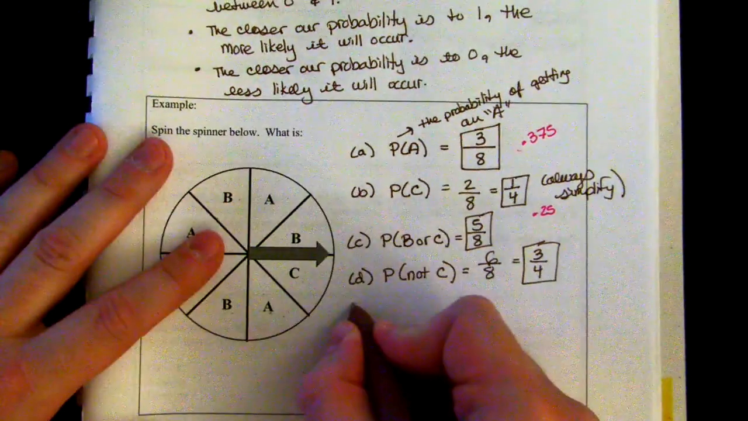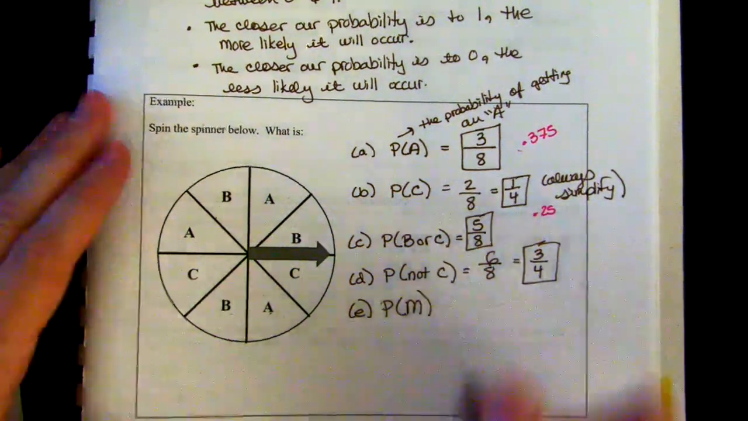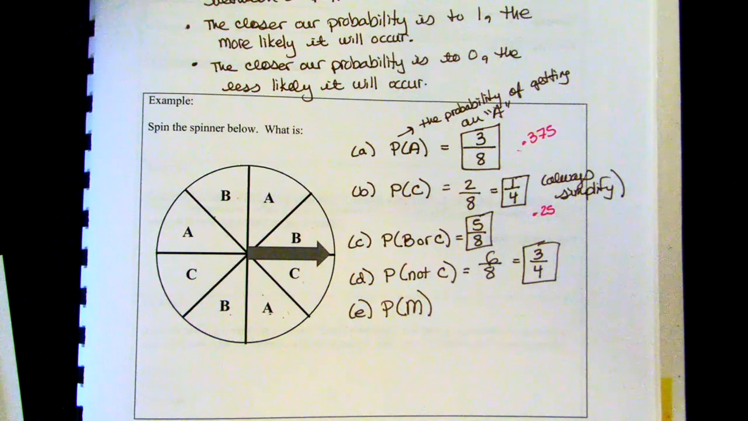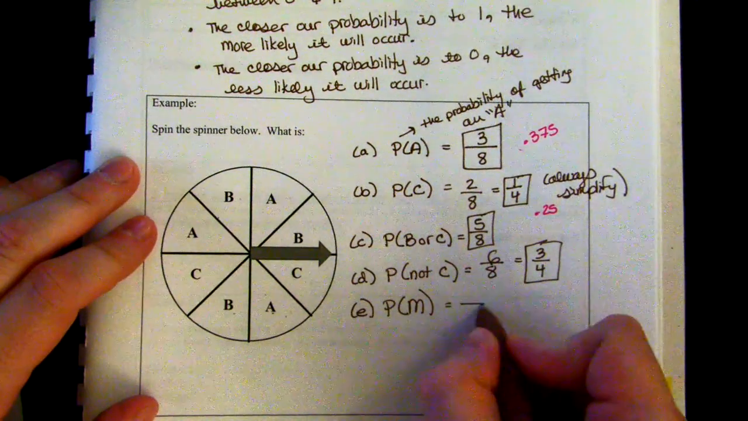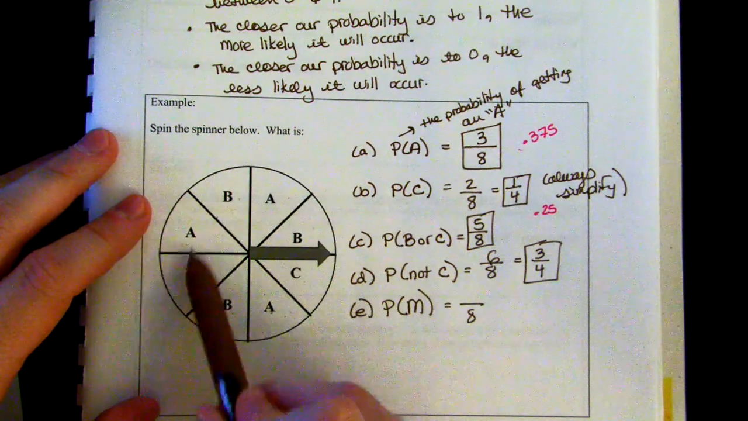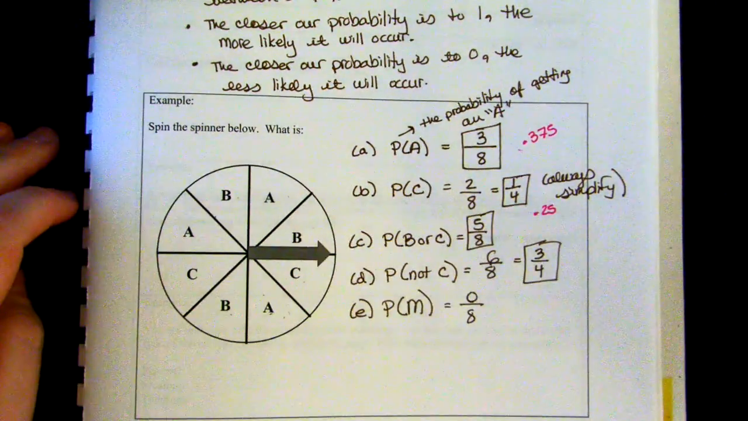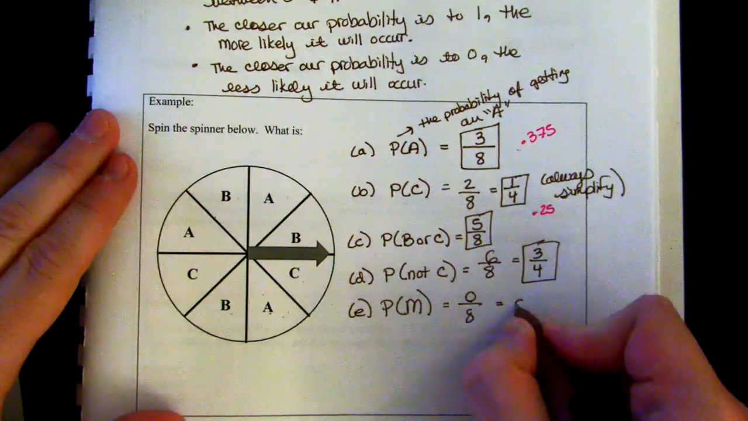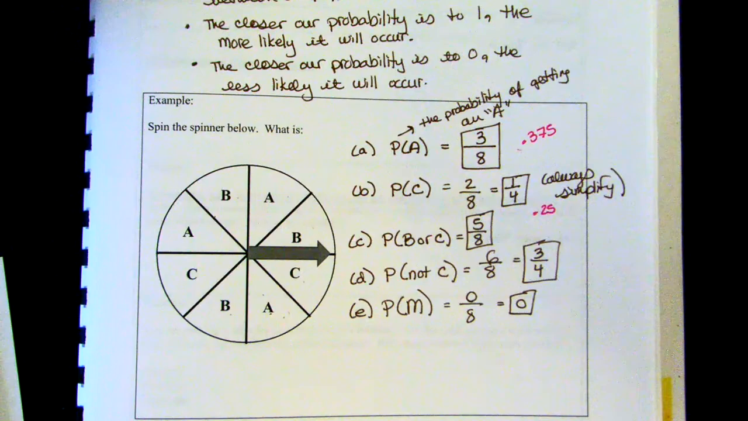One more on this page. Let's find the probability of getting an M. Any thoughts on this one? There are 8 spaces total. How many have an M? Oh, wait a minute. I don't see any M's there, which means my probability is 0 over 8. And what is 0 divided by 8? 0. That's how that one works.